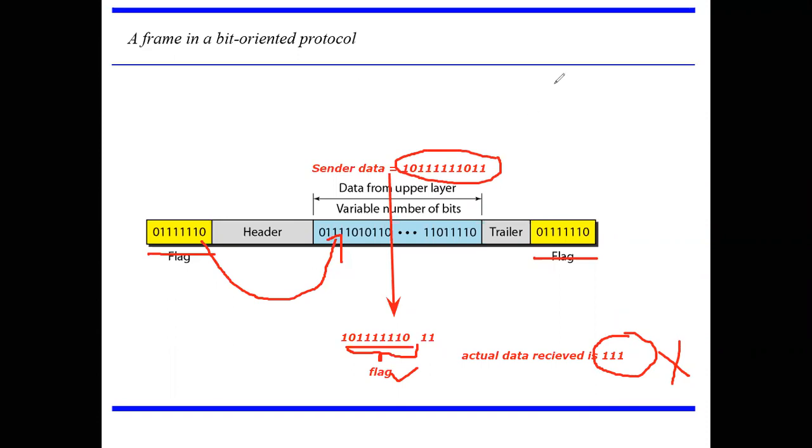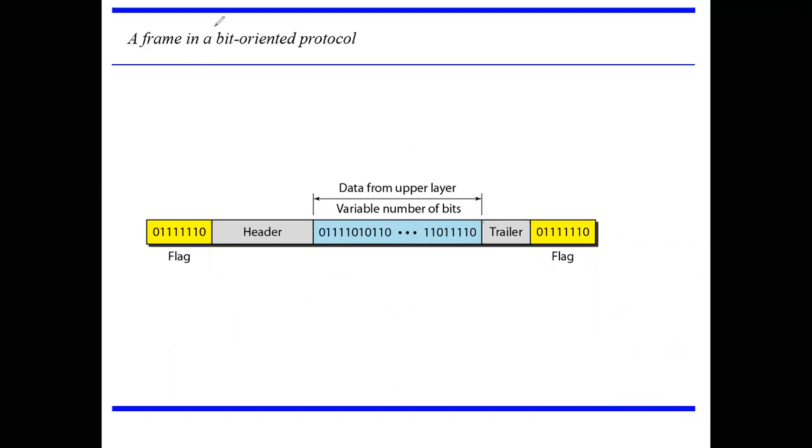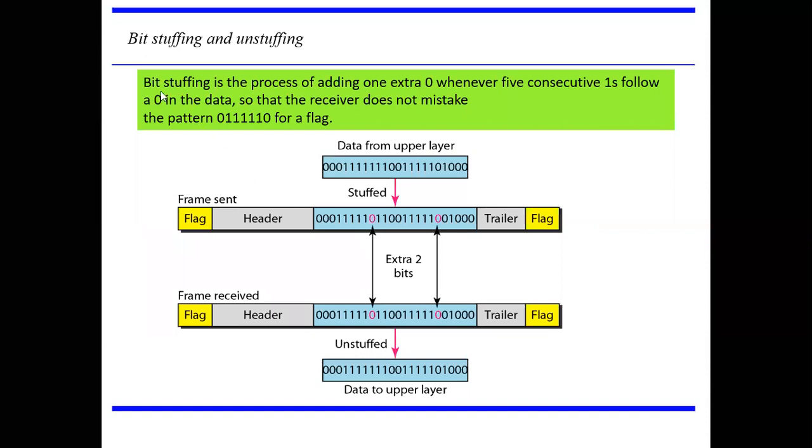Next, we'll see how bit stuffing is done. So what is bit stuffing? Bit stuffing is nothing but adding one extra 0 when you have a 0 followed by 5 consecutive ones, so that the receiver doesn't mistake the pattern as the flag pattern.